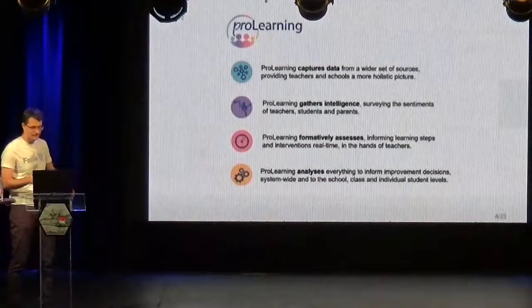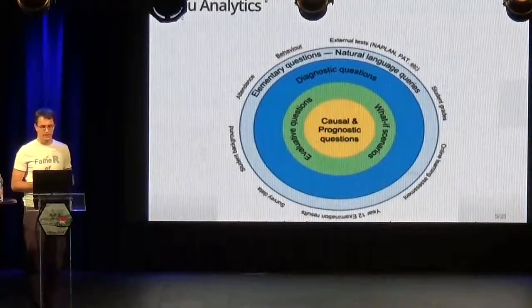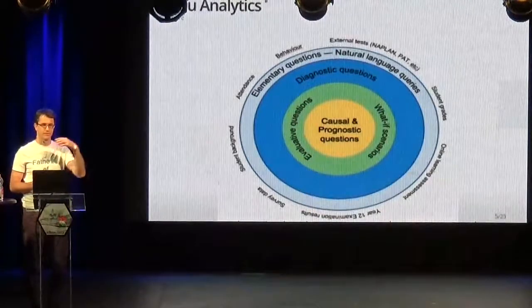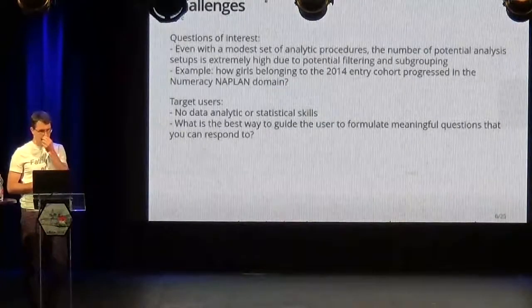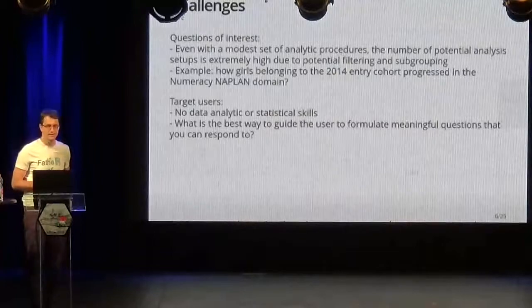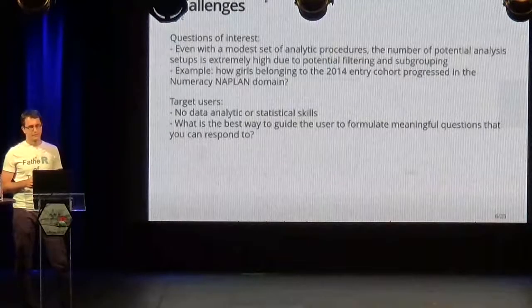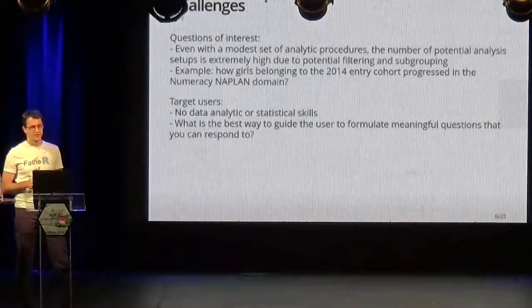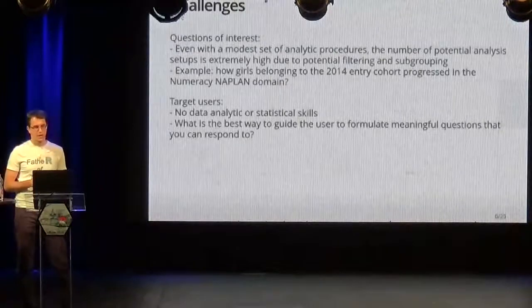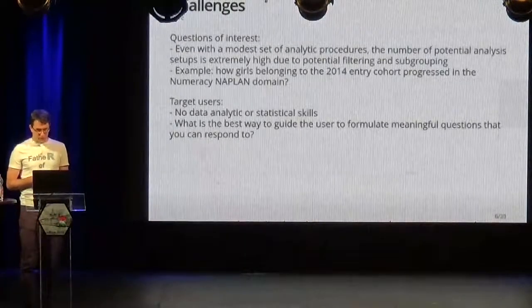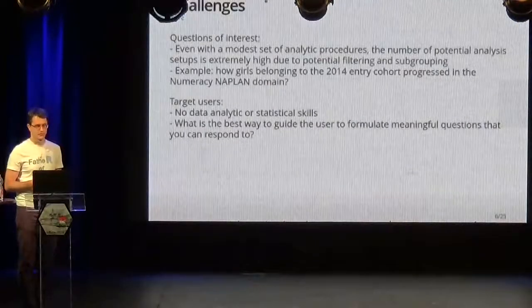So the last part is this education analytics, which we work on. We use attendance behavior and external test data, and try to process them. The challenge, even with a modest set of analytic procedures like density plots and correlation plots, is that the number of potential analysis setups is extremely high due to potential filtering and subgrouping. Just an example for a question: how girls belonging to the 2014 entry cohort progressed in the numeracy NAPLAN domain. NAPLAN is a test in Australia.